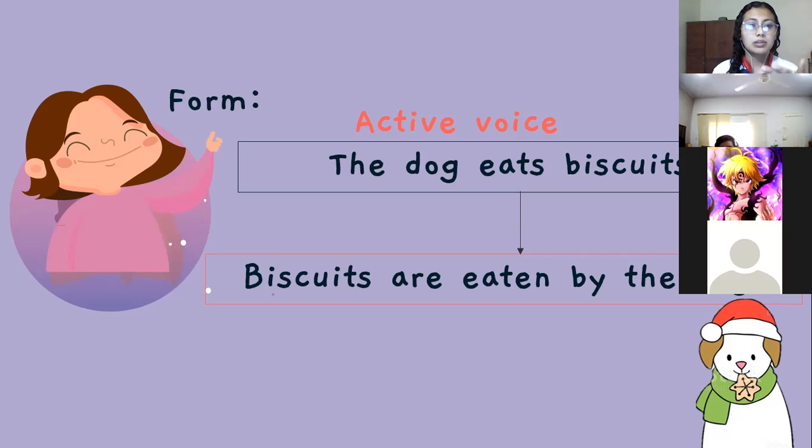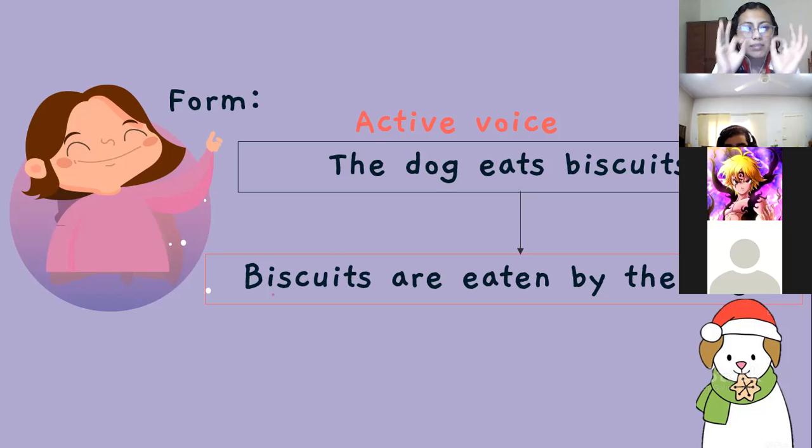En la voz activa, les vuelvo a mencionar, tenemos nuestro sujeto, que en este caso es el perro, ¿cierto? Ese es nuestro sujeto, el perro. ¿Cuál es nuestro verbo? Comer. Ahí tenemos comer y lo vemos en presente simple. Listo. ¿Cuál es nuestro objeto? Biscuits, galletas. Perfecto. ¿Qué pasa ahora cuando vamos a convertir esa frase activa a voz pasiva?